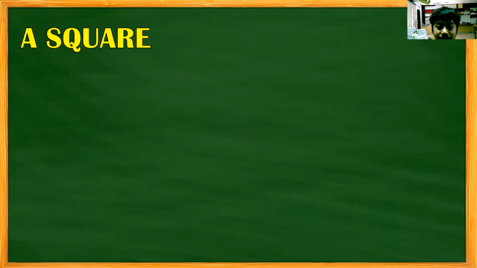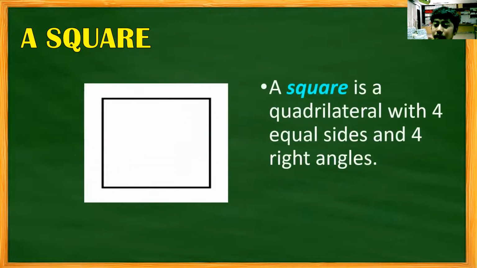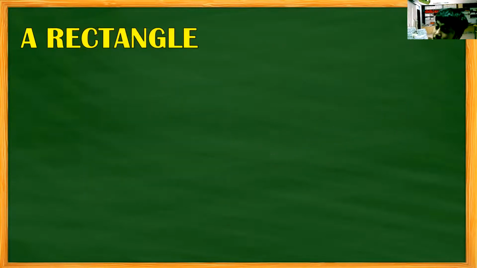Okay. A square. What is a square? A square is a quadrilateral with four equal sides and four right angles. Therefore, all sides of the square are equal. One side measures 4 centimeters. The other sides also measure 4 centimeters. Four sides, and the angles are right.